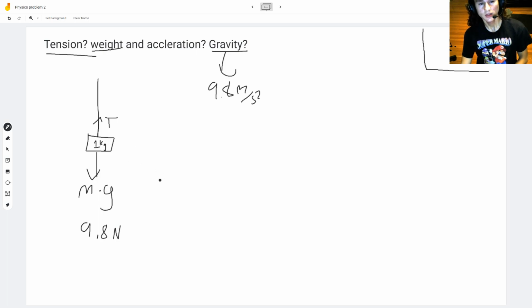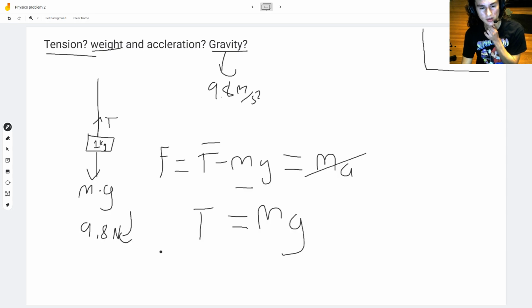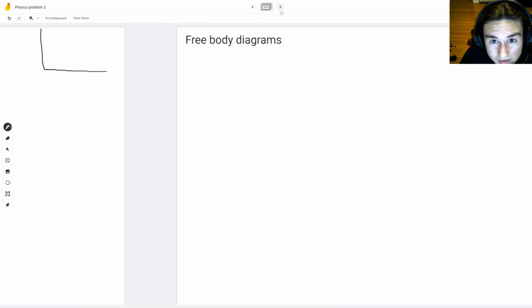So to use Newton's second law, we can say the sum of the forces equals tension minus mg, which is the weight, and that equals mass times acceleration. So we're just subbing in this for this. If this block isn't moving, there is no acceleration. Now we can use algebra by adding mg on both sides, and we get T equals mg. We already calculated mg equals 9.8 newtons, so tension equals 9.8 newtons.